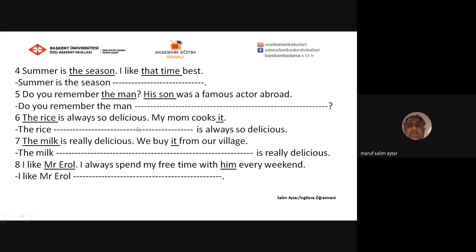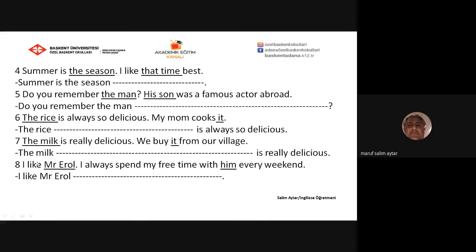The rice is always so delicious, my mom cooks it. So it is not rice, general rice, be careful. It is the rice your mom cooks. So be careful. It is again in the same way in the seventh question. The milk is really delicious. We buy it from our village. Mind you.